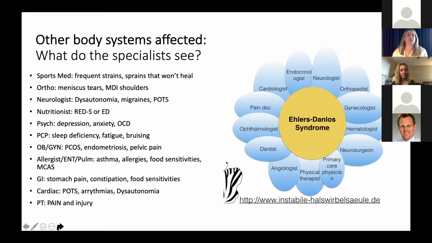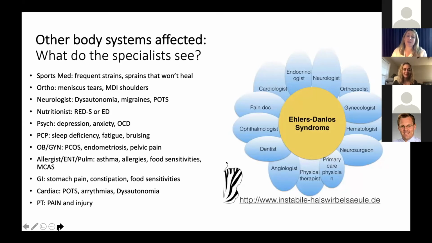heart rate regulation issues. They might be seeing Val for symptoms of disordered eating, eating disorder, or energy availability. A lot of these dancers are also presenting with depression or anxiety or symptoms of OCD, so they might be seeing a counseling professional. Primary care for sleep deficiency or fatigue. They'll be seeking out thyroid testing to figure out why they're so tired and why their sleep isn't restorative. They might be seeing gynecology for symptoms of endometriosis and pelvic pain. They might be seeing an allergist or an ENT for asthma, allergies, food sensitivities, mast cell activation syndrome. Again, we're not going to get into that a ton today, but it's fascinating if you're interested in these patients.